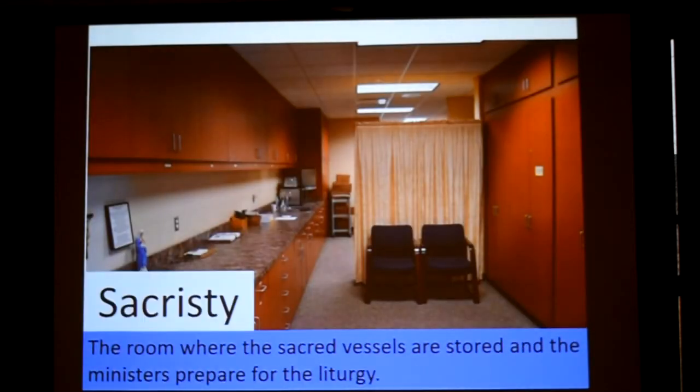The sacristy. Churches can have more than one sacristy, but these are the rooms where the sacred vessels are stored. This is where the priest and the ministers prepare for Mass. So the church in Arapahoe was built with 2 sacristies. One is used to keep candles and decorations in now, and the sacristy that was there on the other side is expanded to have a whole meeting room in it.